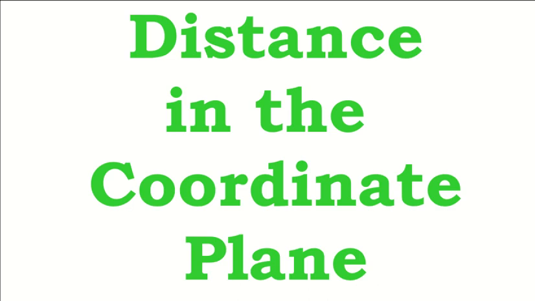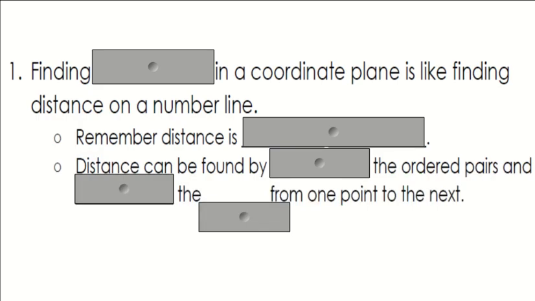Last little thing we got to add is distance on the coordinate plane. With the distance, that's also going to include some shapes, finding some area or perimeter, okay? Finding distance in a coordinate plane is just like we did finding it on a number line or with our negative numbers.